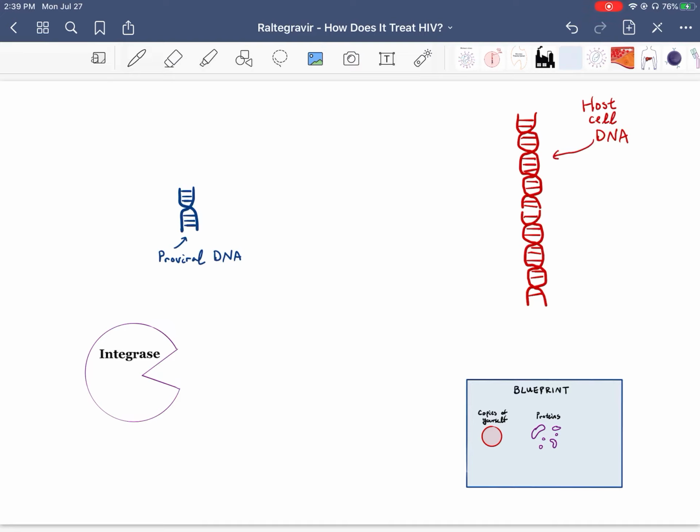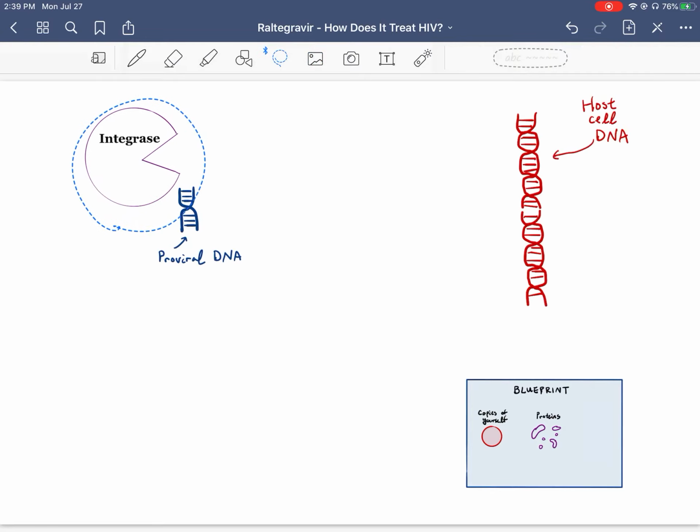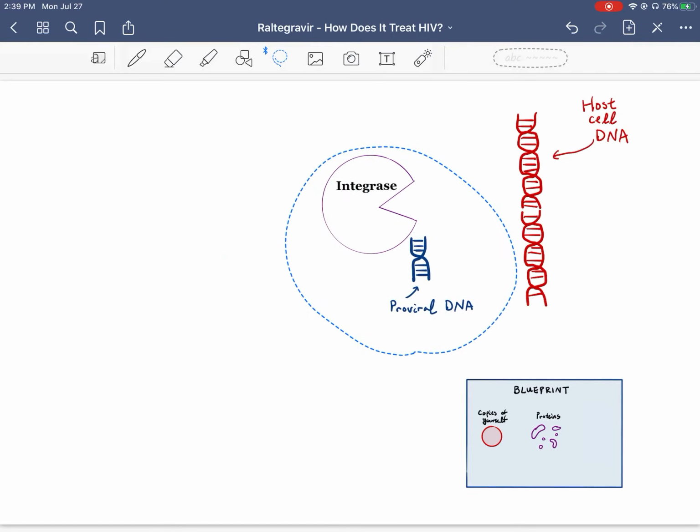Let's now take a closer look at how integrase inserts the proviral DNA into our own DNA. First, the integrase grabs the proviral DNA. The site where the integrase grabs the proviral DNA is known as the active site of the integrase. Then, integrase goes with its new proviral DNA friend towards the host cell DNA.